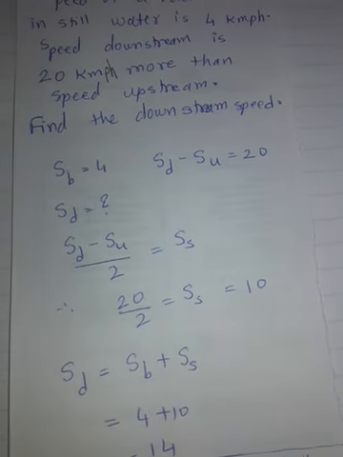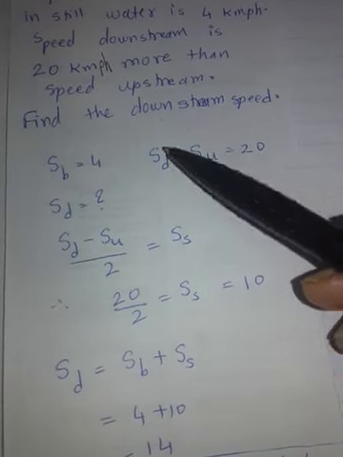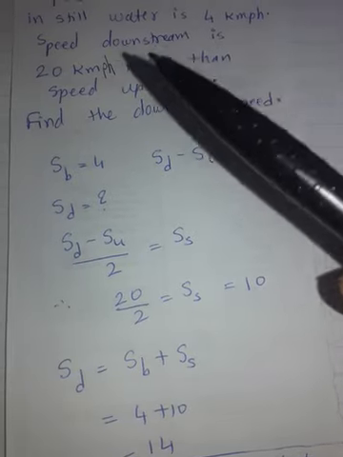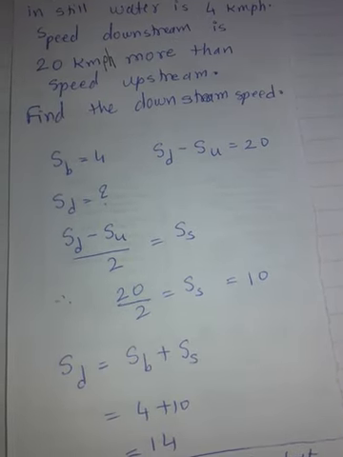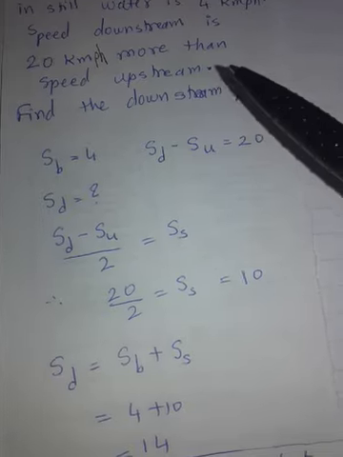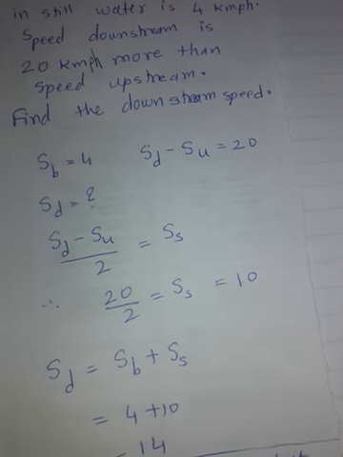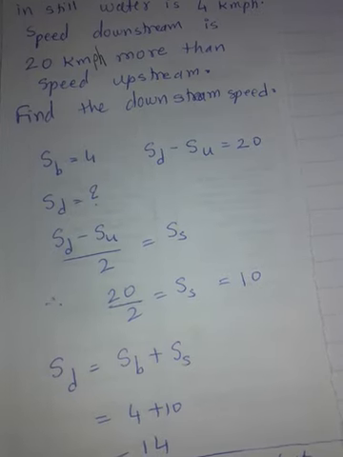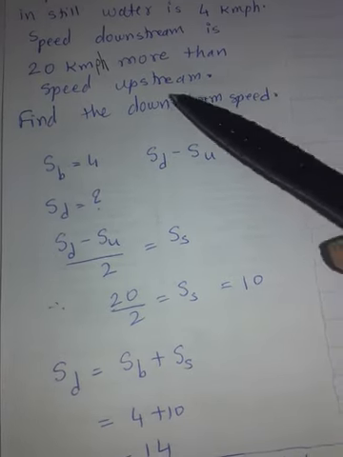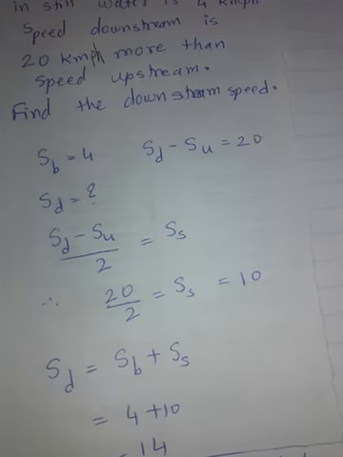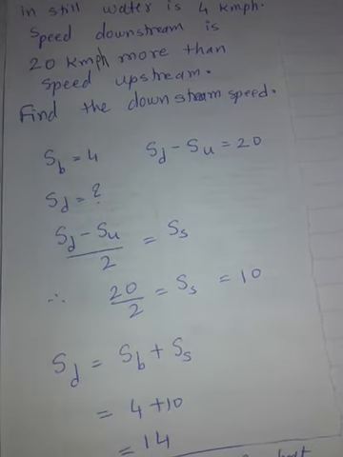But then it takes a little while to understand these concepts. Downstream, upstream, still water, speed of stream, these 4 concepts come in, and the mind gets a little confused. So it takes a few minutes to understand this concept, but once you understand, then it's a cakewalk. So spend some time understanding the concepts, then this boat and stream topic becomes very easy.